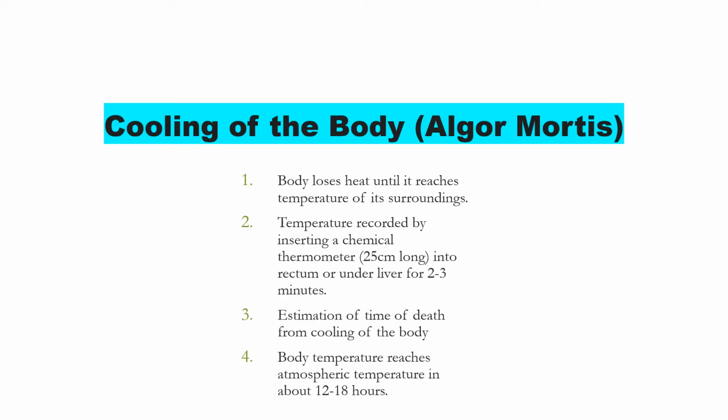Now coming to the other change called algor mortis, which is also postmortem cooling. This occurs when the body loses heat until it reaches the temperature of its surroundings. The falling temperature is recorded by a chemical thermometer which is 25 centimeters long, usually called a rectal thermometer, because usually rectal temperature is taken, and if the body is opened, then it is kept under the liver for 2 to 3 minutes and the temperature is taken.